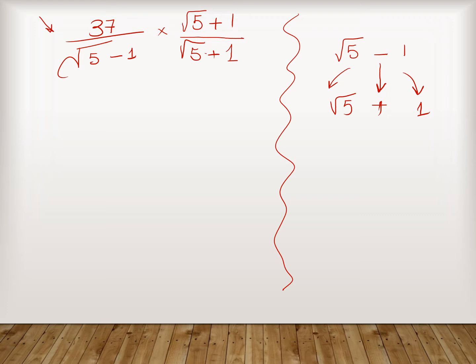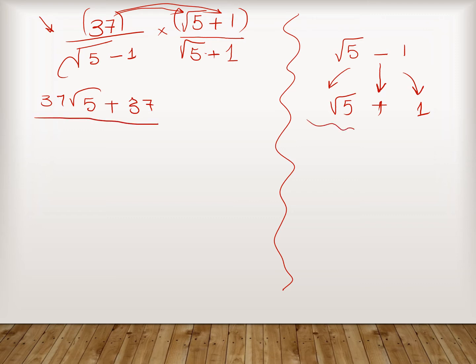Now what have you seen? The 37 is multiplying with square root of 5 plus 1. It means you have to open the brackets using the distributive property. So 37 times square root 5 gives you 37 square root of 5, plus 37 times 1 gives you 37.